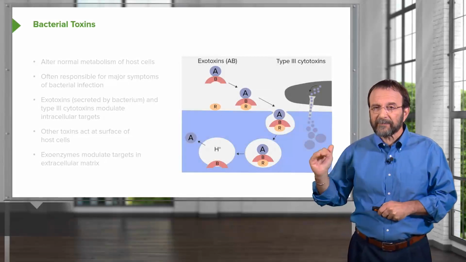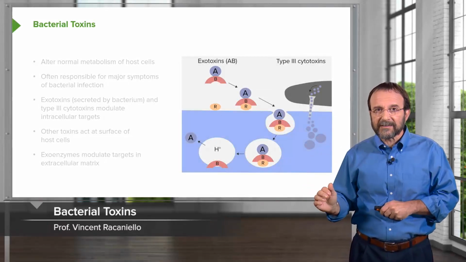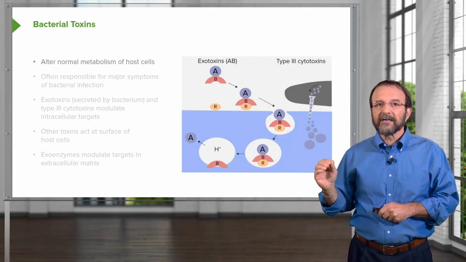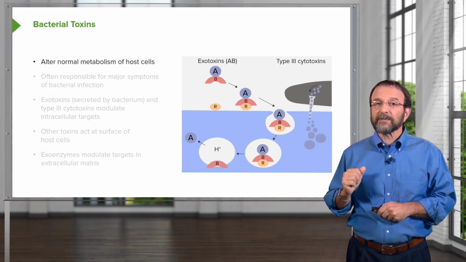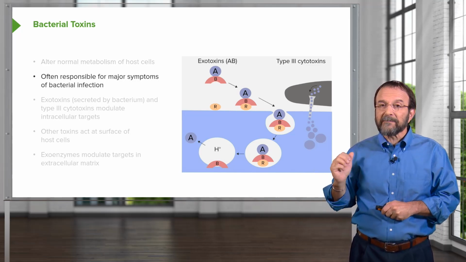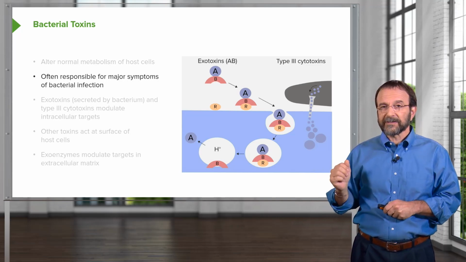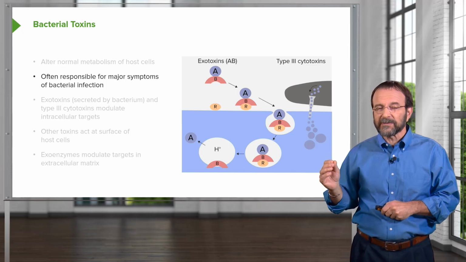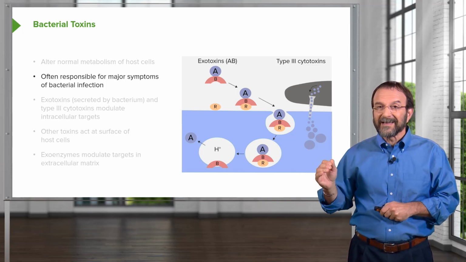Let's talk a bit about bacterial toxins. These are molecules produced by various bacteria that alter the normal metabolism of host cells, and they are often responsible for the major symptoms of bacterial infection. And there are many different kinds of toxins that are produced, which we'll talk about briefly.